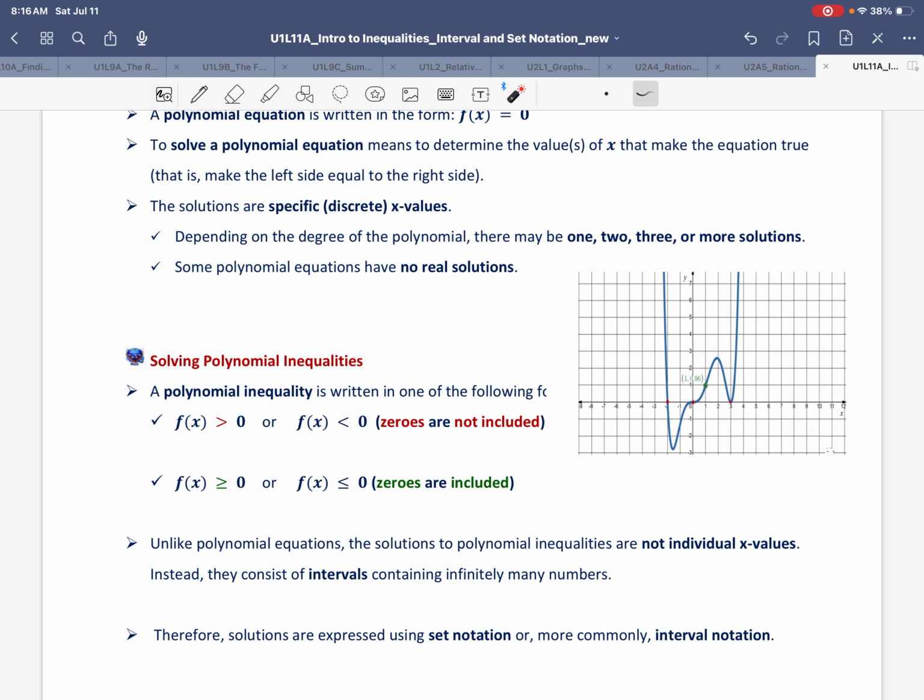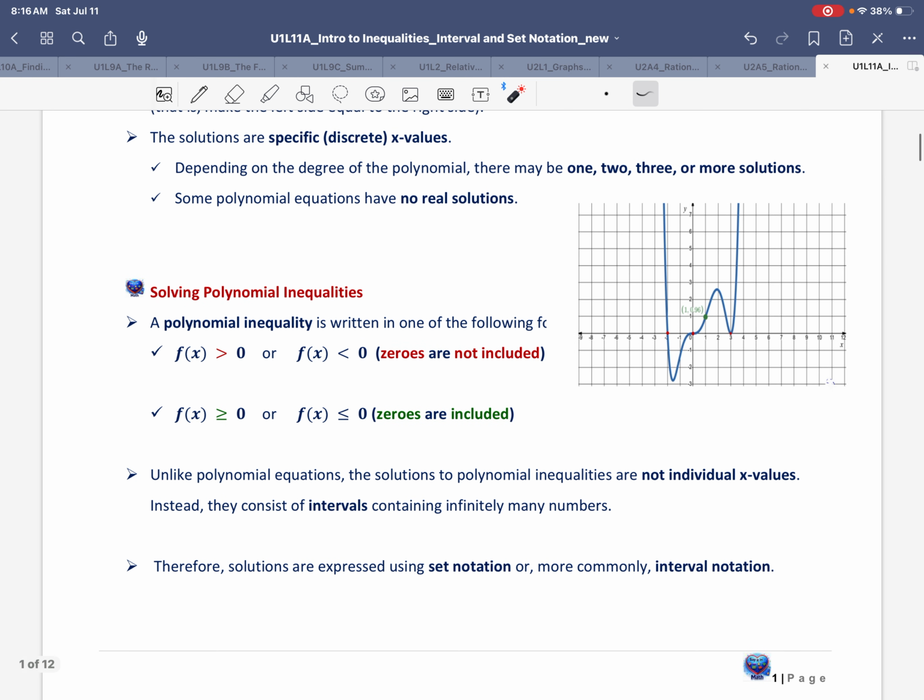We have already used set notation in previous grades to describe sets of real numbers when we describe the domain and ranges of various functions that we have studied so far. And today we'll learn interval notation, which expresses the same information in a more compact and efficient way. In fact, interval notation is the notation most commonly used when writing solutions to inequalities.